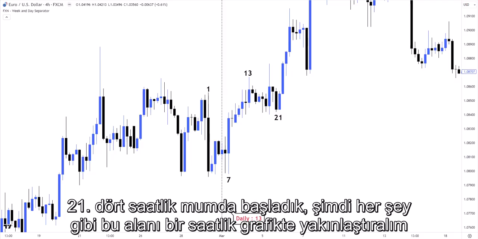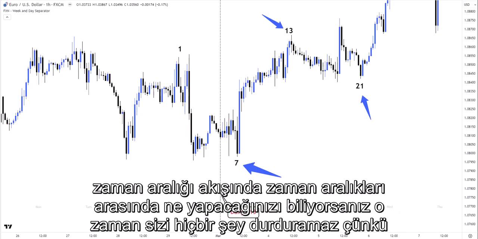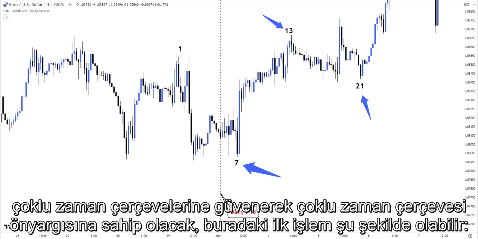Now let's zoom in this area on 1-hour chart. Just as everything becomes more clear on 1-hour chart, we also see different trade opportunities, regardless of higher time frame flow. If you know what to do in between time intervals, then nothing can stop you, because you will have multi-time frame bias by counting on multi-time frames.